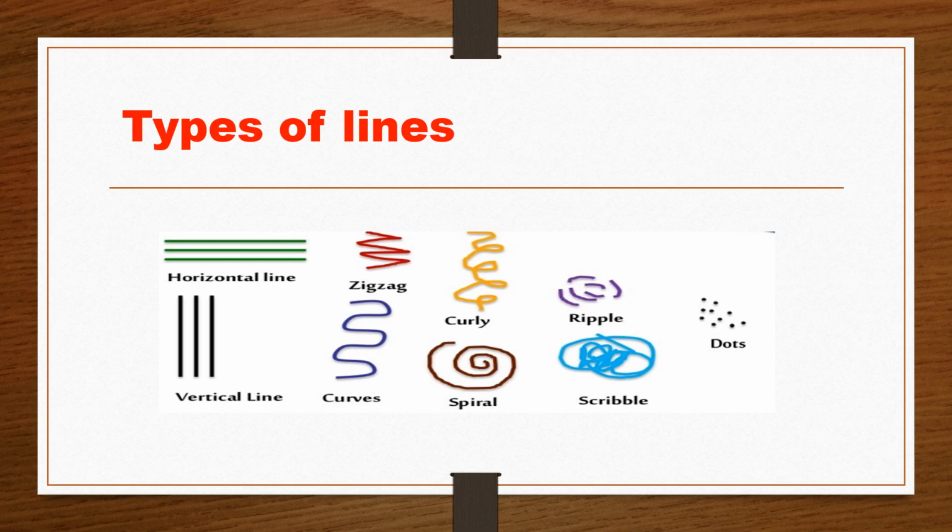So students, in this slide you can see the types of lines. So first is horizontal line, then the vertical line, zigzag line, curves, curly, spiral, ripple, scribble and dots. These all things you have done in your kindergarten classes. So these are the types of lines.